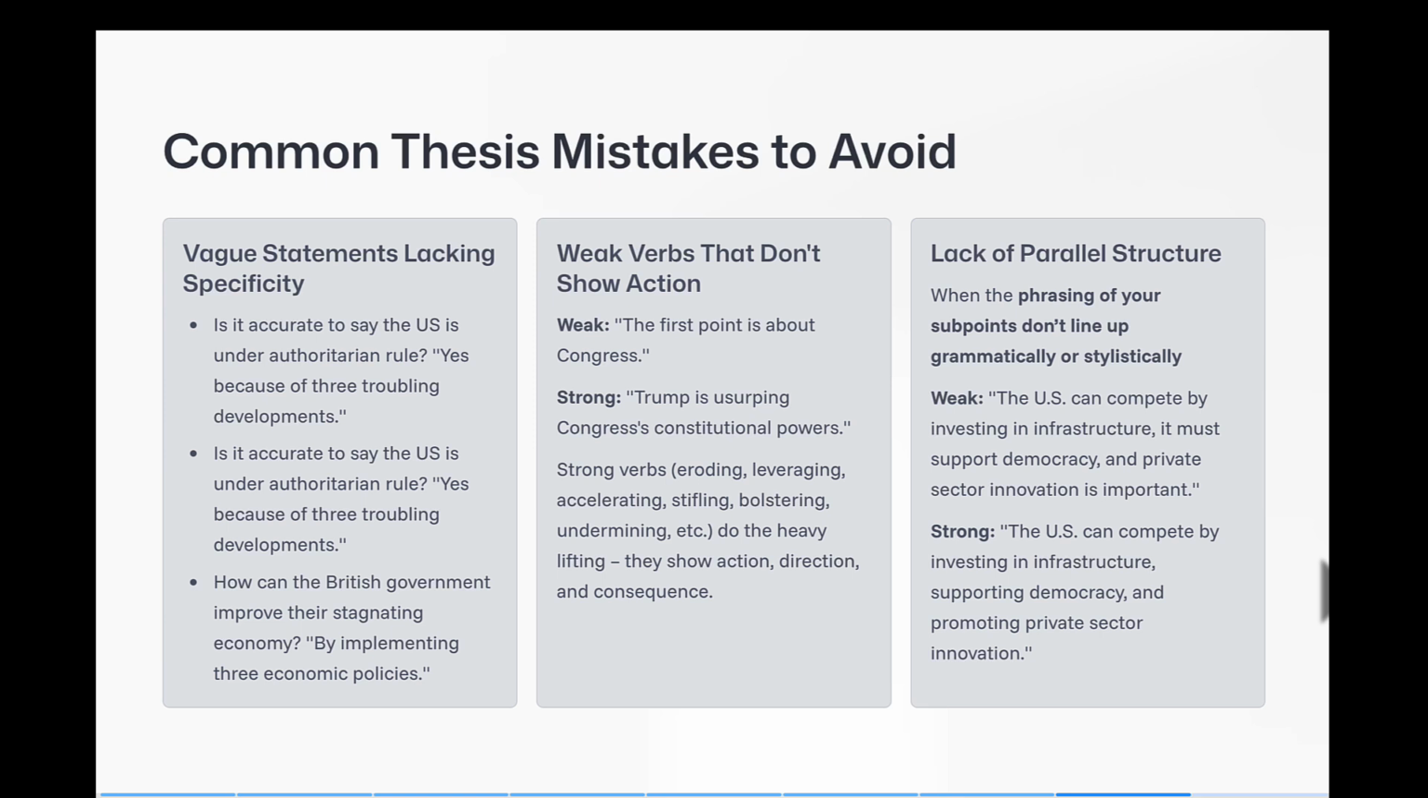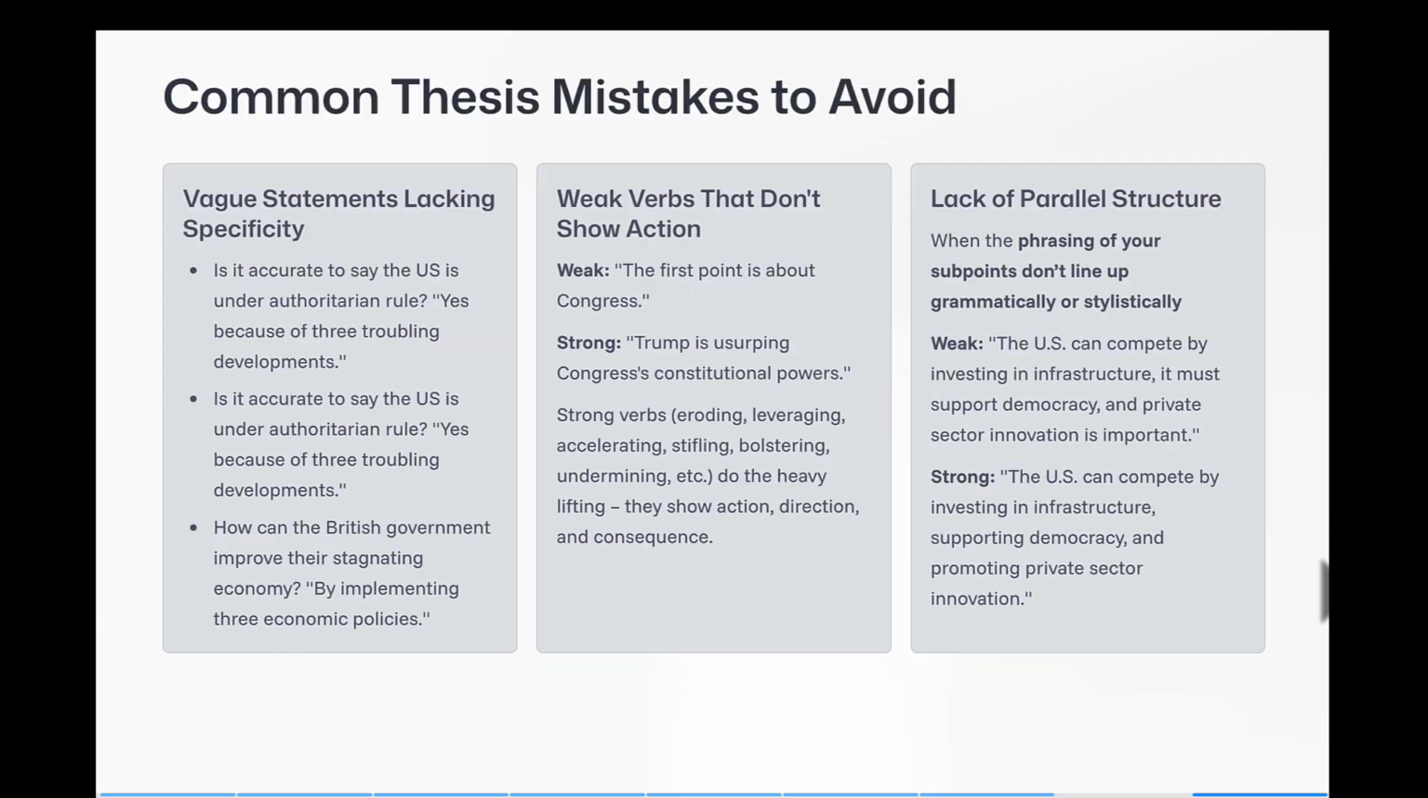So if all of your subpoints begin with a gerund, like a verb ending in ing, or if your first one does, then your next 2 should, right? So if you say investing, supporting, promoting, those are the same grammatical structure. And it makes your sentence more elegant, rhythmic, and easier to remember. And just always know, audiences latch onto patterns, and when the form is parallel, it just sticks in their head better.